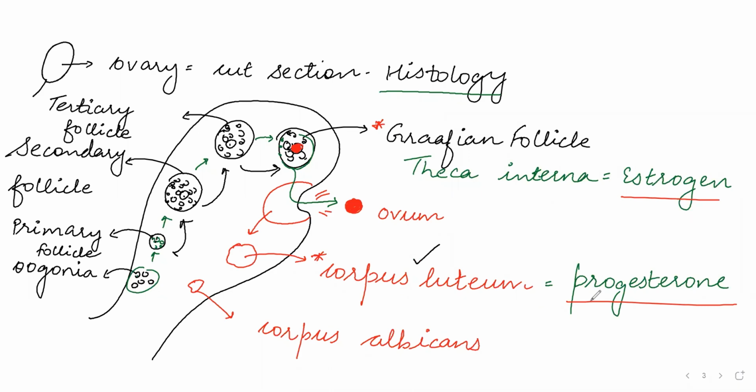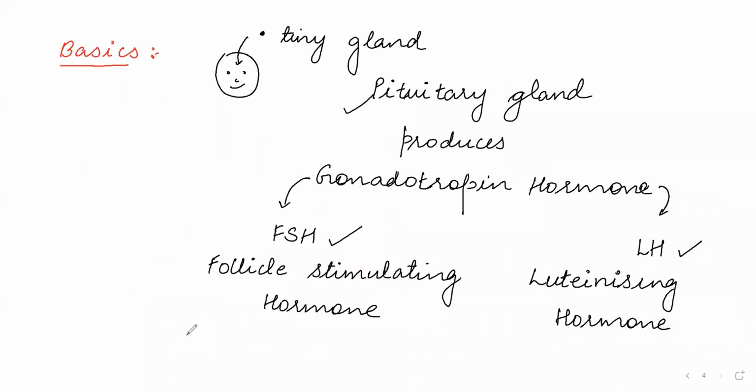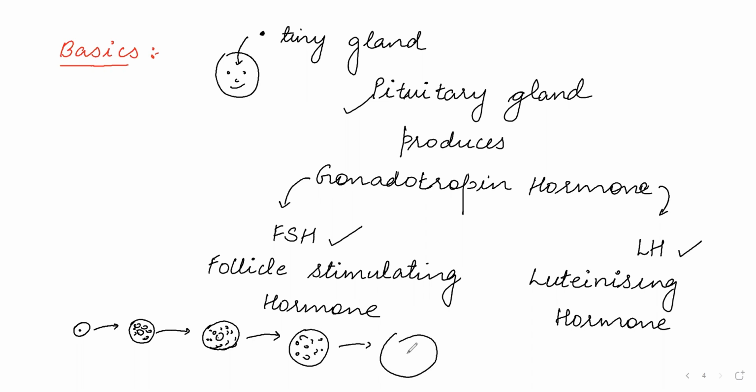Now, let us repeat this. So FSH, follicle stimulating hormone. If we have to understand the function of FSH, then what FSH will do is, let us say this is a tiny cell, oogonia. FSH will convert it into a primary follicle. Then it will stimulate this primary follicle so as to get converted into a secondary follicle. Then it will stimulate this secondary follicle so as to grow into a tertiary follicle. It will stimulate the tertiary follicle so as to get converted into the most mature follicle, which is called the Graafian follicle. So that is the function of FSH.